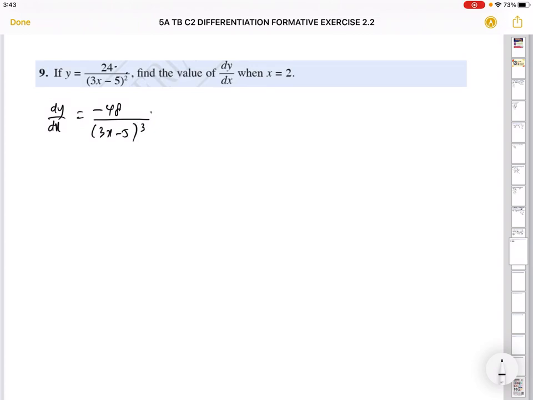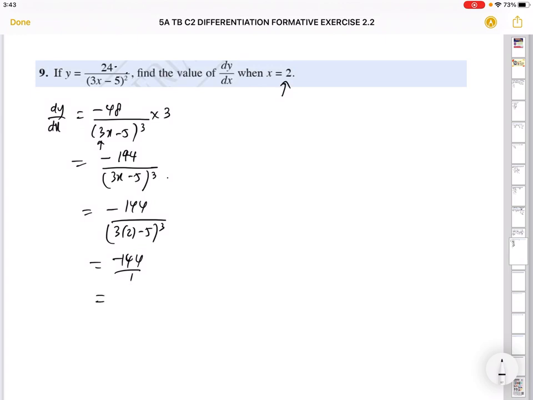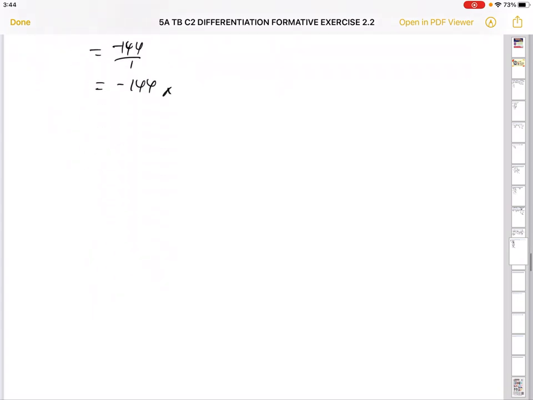When I differentiate inside the bracket, I have a 3 here. This is negative 144. 48 times 3 is 144. And this is 3x minus 5 power 3. Now I need to sub x with 2, so negative 144 over 3 times 2 minus 5 power 3. So it's negative 144 over 1, which is just negative 144. All right, so that is not that hard, right? Okay, number 9 done.